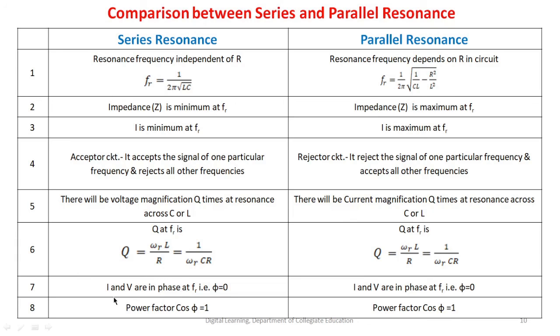Seventh difference or comparison is the current and voltage are in phase at resonance frequency, that is at FR, phi will be equal to 0. And in parallel resonance also current and voltage are in phase at resonance frequency. In this case also phi will be equal to 0. The power factor in the series resonance will be equal to 1 and power factor in the parallel resonance is also equal to 1. So this completes the first chapter of the second unit.